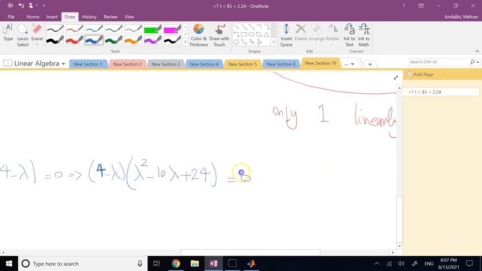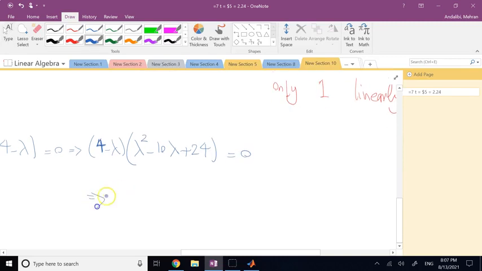The result is 0, and so you will have some answers. You know the root of this is 4. And here you have two numbers, the product of which is 24, the summation of which is -10. And so the numbers are -4 and -6. So it's lambda minus 4 times lambda minus 6. So lambda 2 is 4 and lambda 3 is 6. So as you can see here, I have two lambdas equal to 4 and one lambda equal to 6.